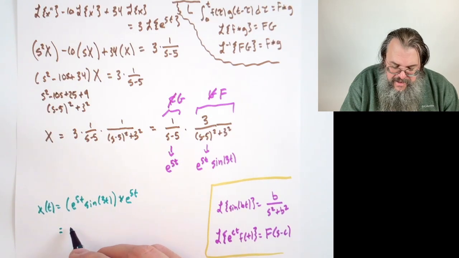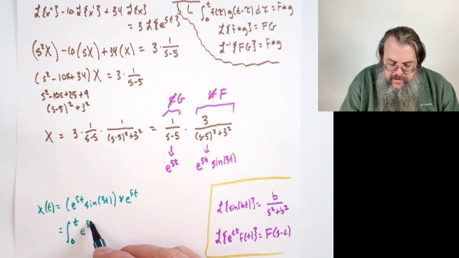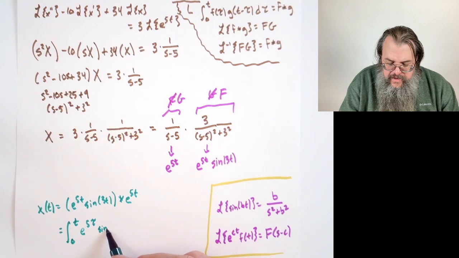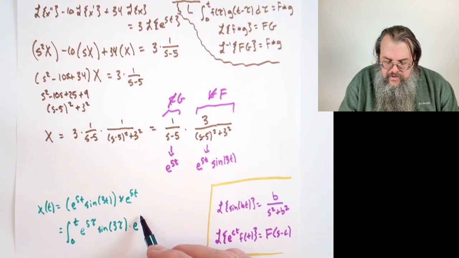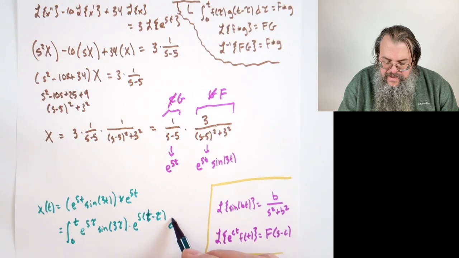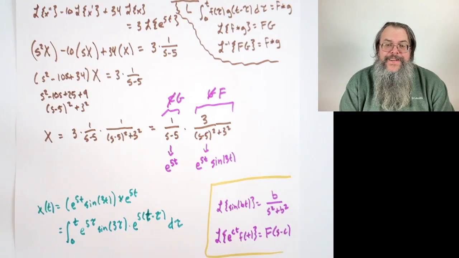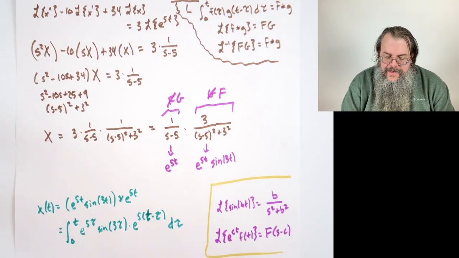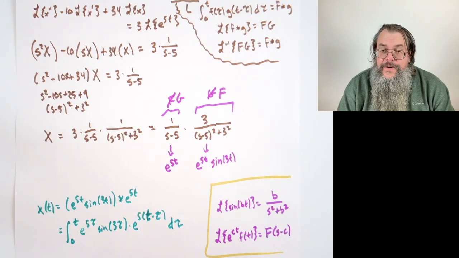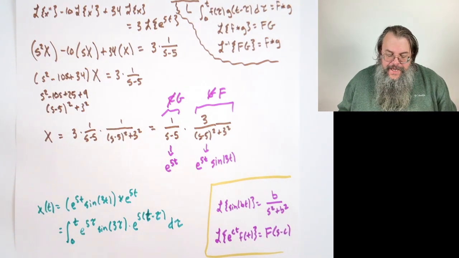Okay, so that would be the integral 0 to t of e to the 5 tau sine of 3 tau times e to the 5 t minus tau. I can do that. d tau. All right, good. Did we make it? All right. Now, and there we go. That's our answer. But could we do better? Well, we can, right? We can do better.